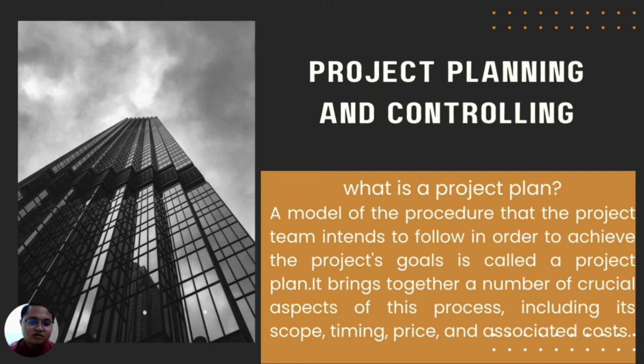The fourth process involved in construction technology is project planning and controlling. What is a project plan? A model of the procedure that the project team intends to follow in order to achieve the project goal is called a project plan. It brings together a number of crucial aspects, including scope, timing, price, and associated costs.